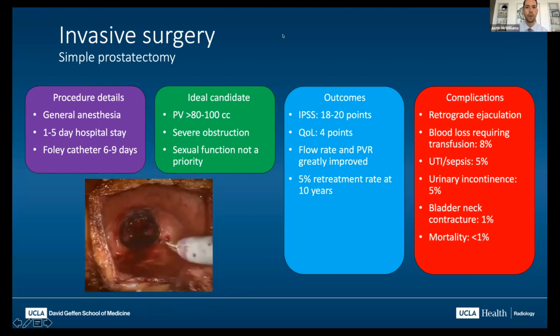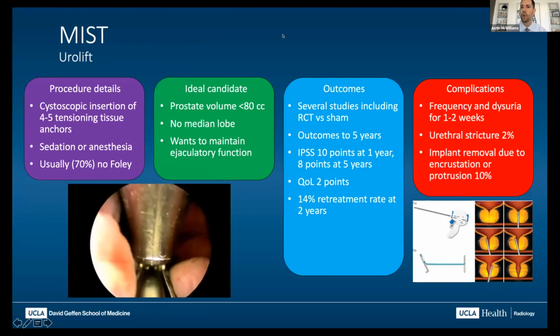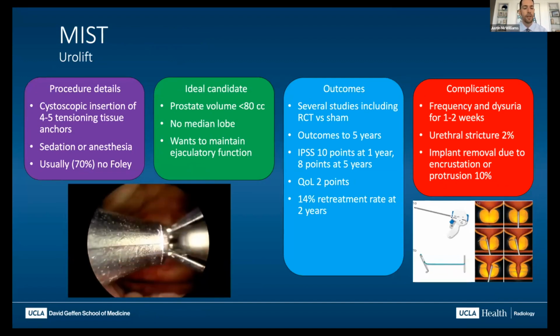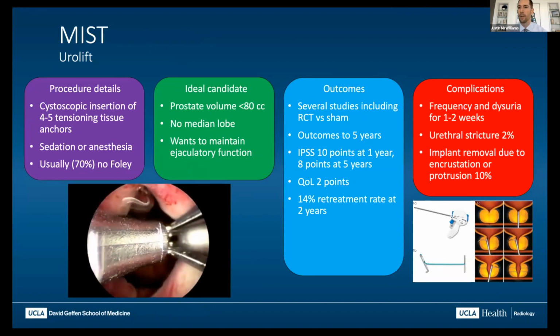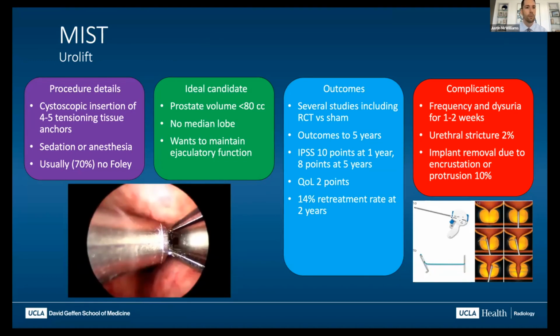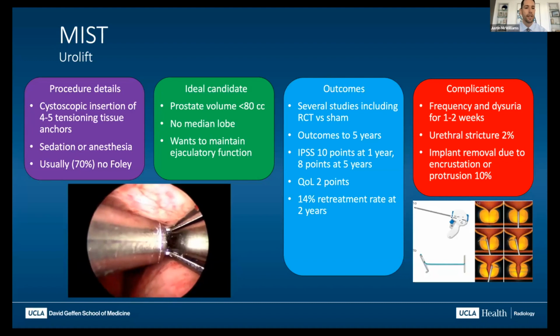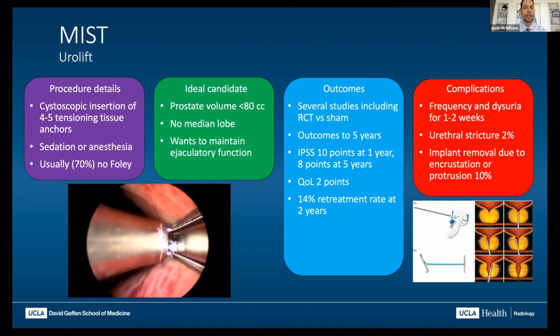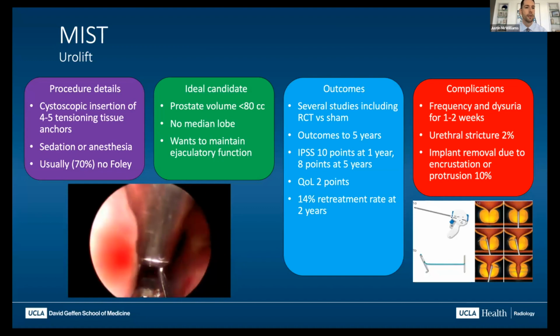And I don't have time to go into all the alternatives, but I'll just present one, and that's called UroLift. The urologists have been very busy trying to develop less invasive options to take care of BPH. And this is one that's been around for a while now, where they essentially insert these tensioning anchors into the urethra and basically try to pin the urethra up against the prostate wall to kind of pin the urethra open to allow you to urinate better.